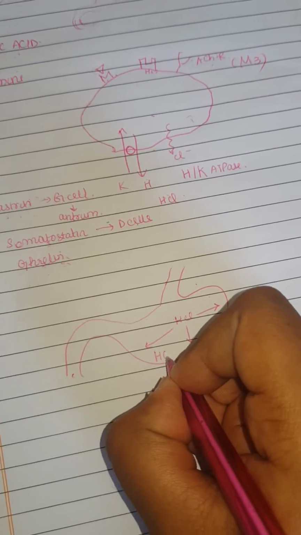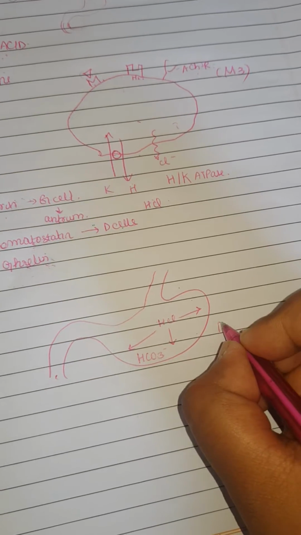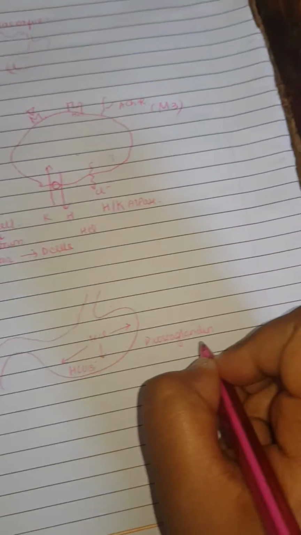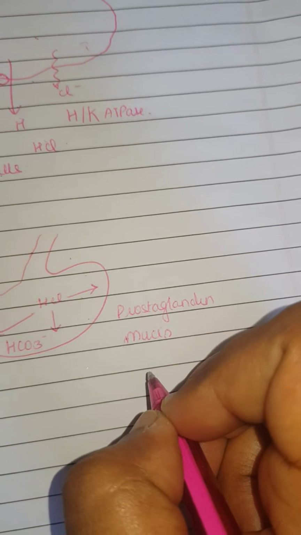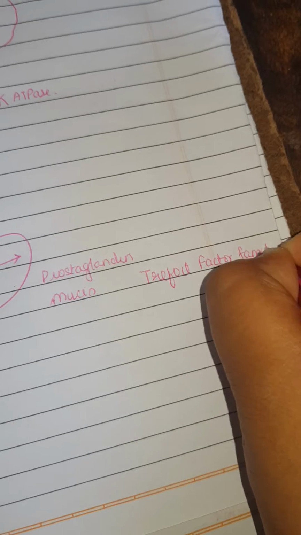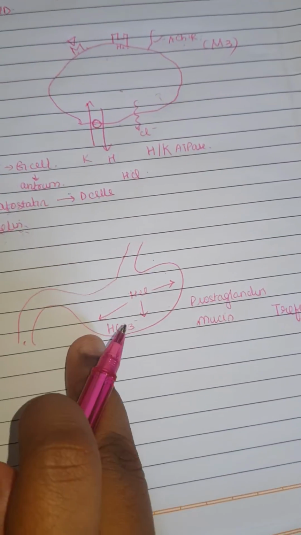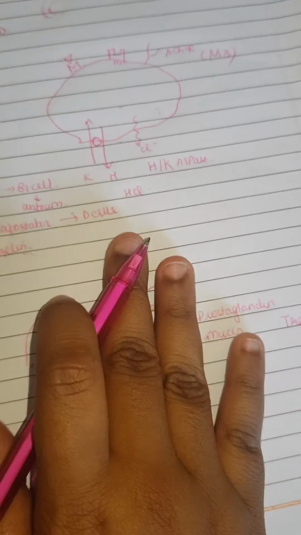So this is done by bicarbonate. The bicarbonate is stimulated by prostaglandin, mucin, and the trefoil factor family. So these three things stimulate the bicarbonate, which again lines the stomach and protects your mucosa from HCl.